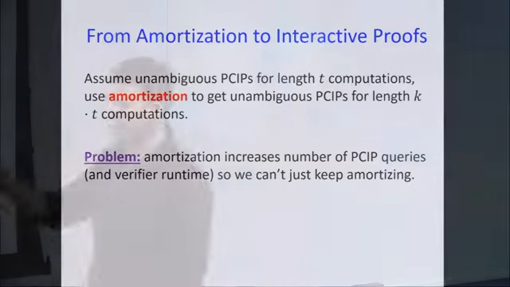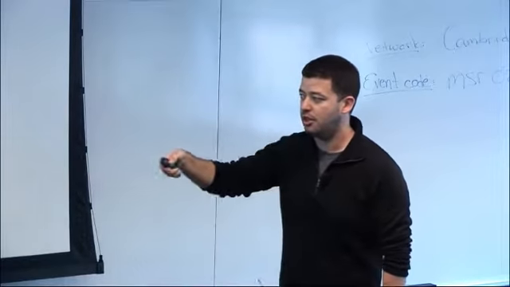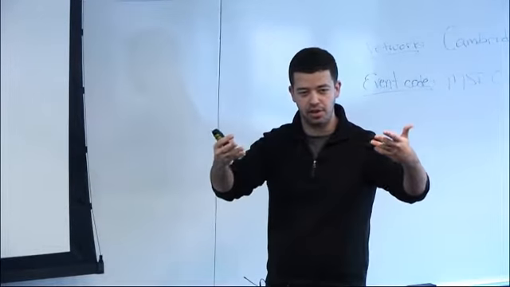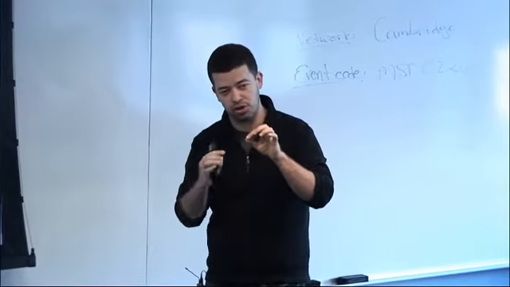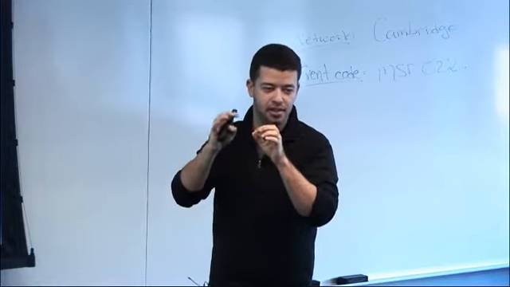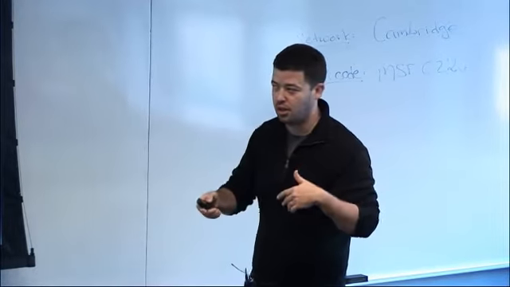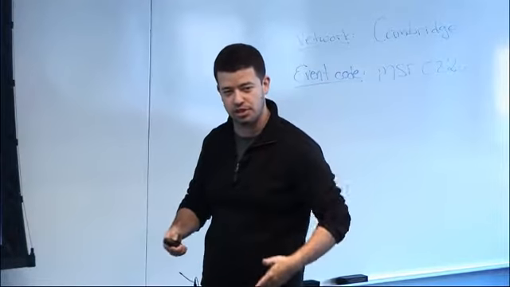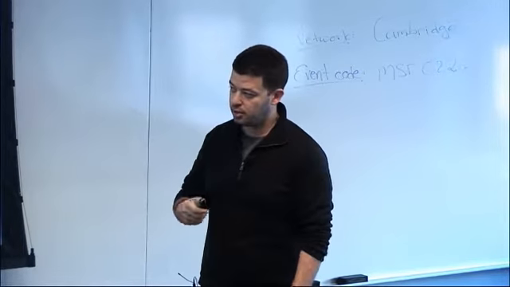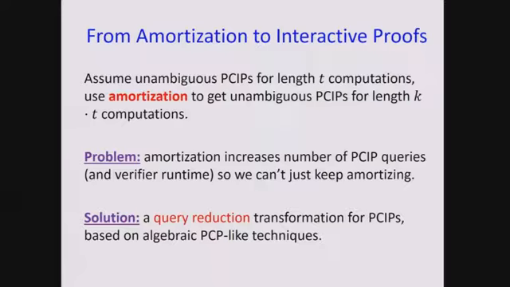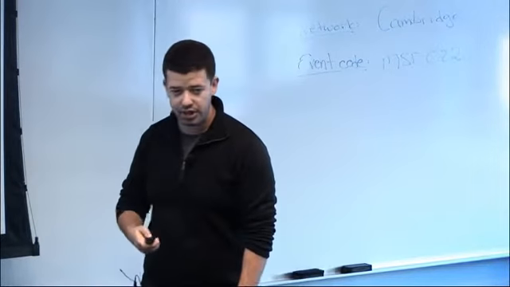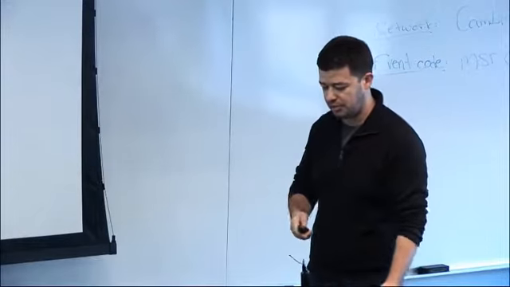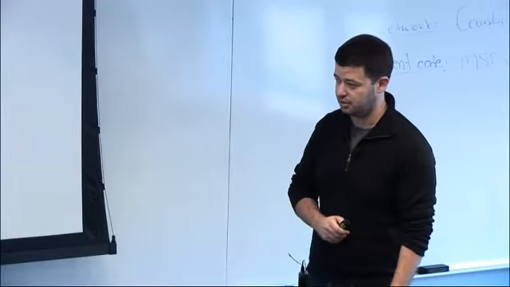So one problem, I'll do this briefly. One problem that we run into is that when doing these amortizations one on top of the other, the query complexity increased at every round of the recursion. Back there it was not that bad because we were only doing one amortization. Here we're doing amortizations on top of amortizations on top of amortizations, and the query complexity explodes. So we actually need an additional transformation which takes an unambiguous PCIP and kills off the query complexity, reducing it significantly. This is a query reduction transformation. It uses PCP-like techniques. I won't have time to show you that.